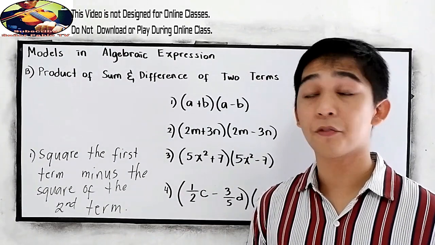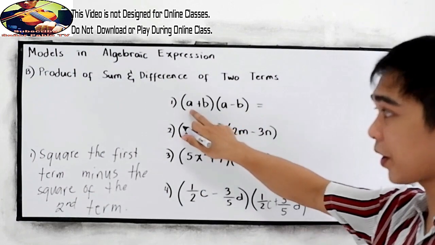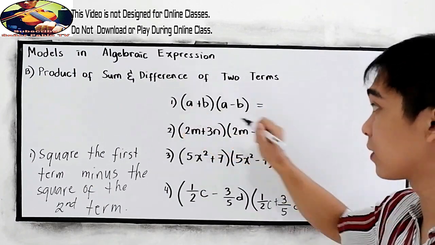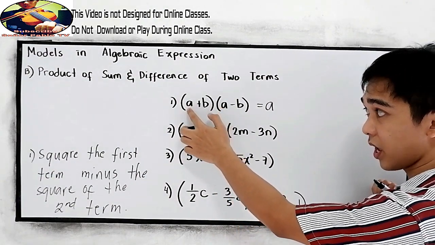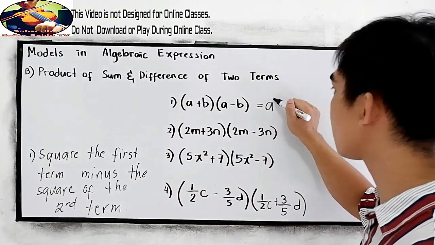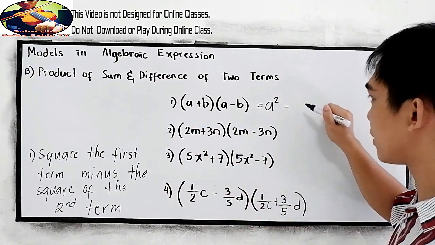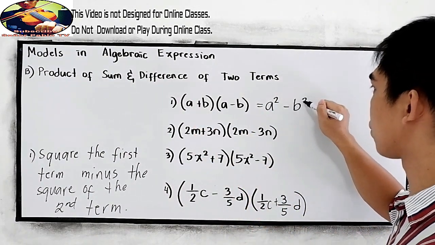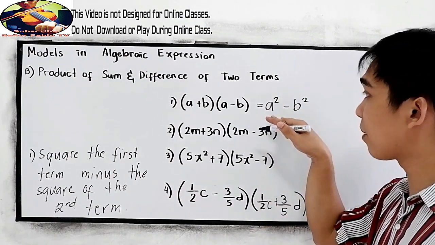Now let us try our first example. Square the first term, that is a. Notice that we have the same first terms, a and a. Minus, so a squared minus the square of the second term, which is b squared.